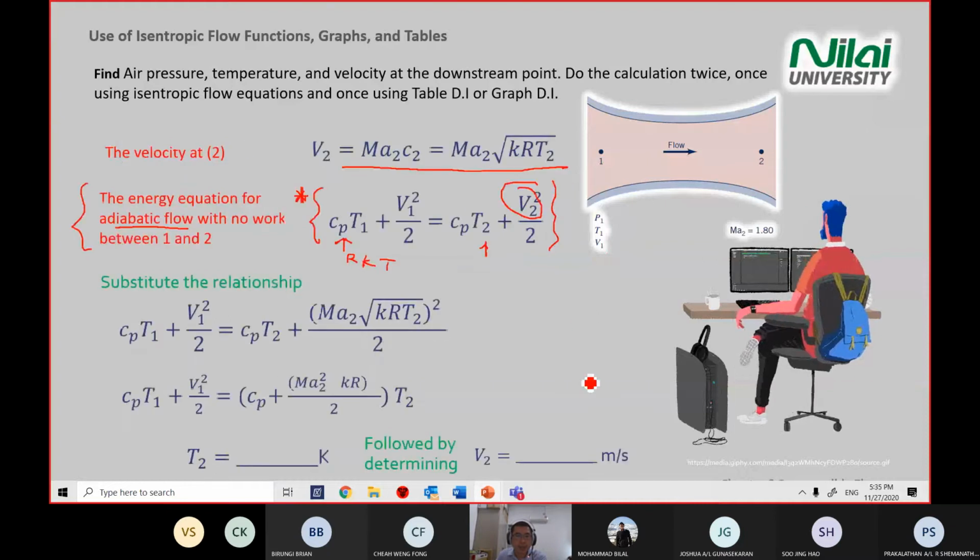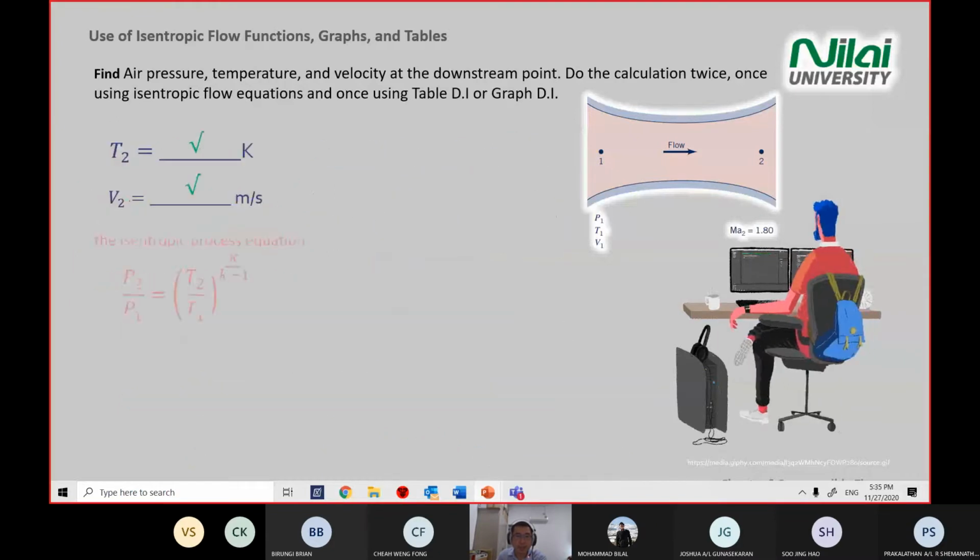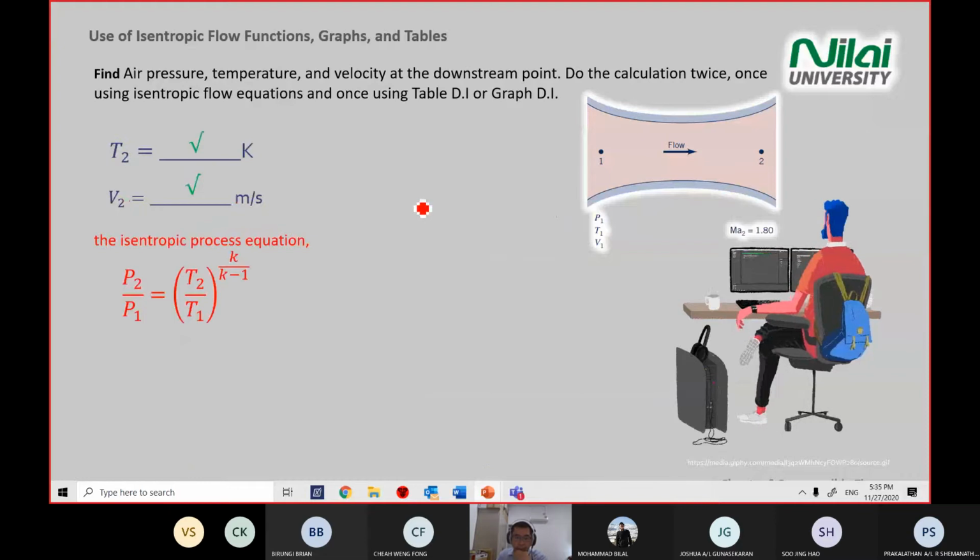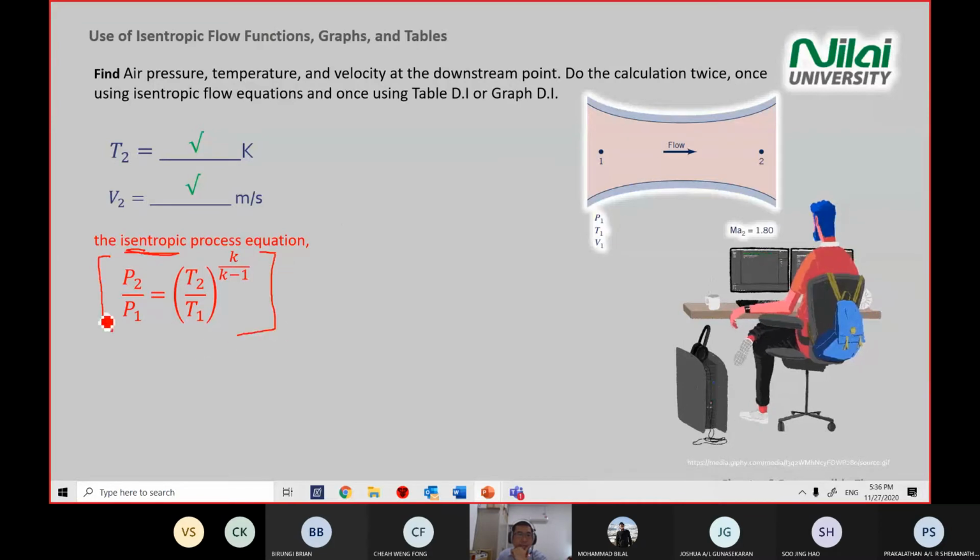After you get your T2 and V2 from these two equations, the Mach number equation and the energy equation, the question asks you to find the pressure, right? Because we have the temperature already, velocity already, we need to find the pressure. Since it's an isentropic process, again, call back the isentropic equation that I asked you to copy just now, the pressure ratio and the temperature ratio equation.